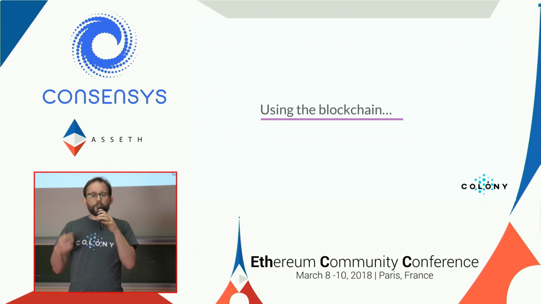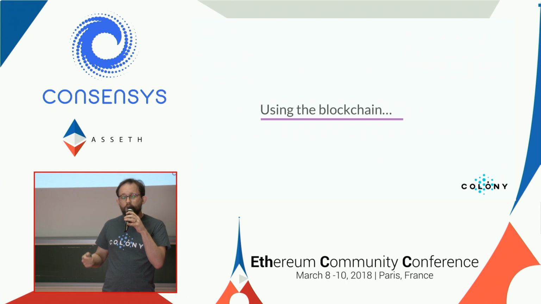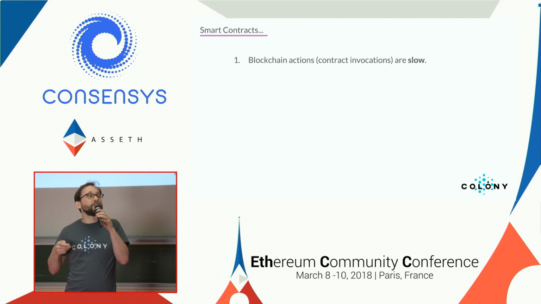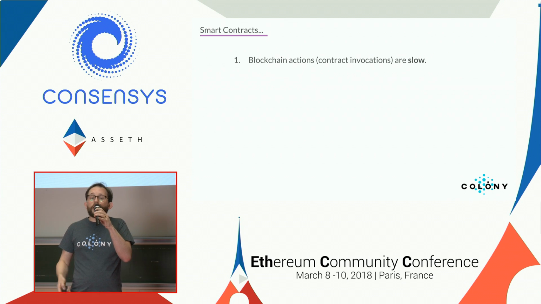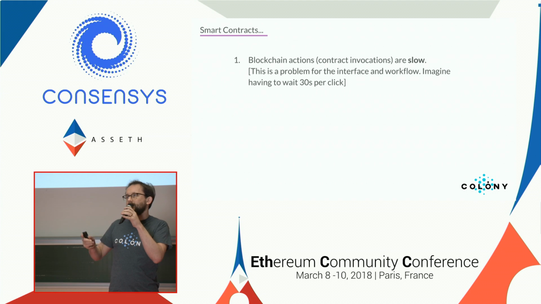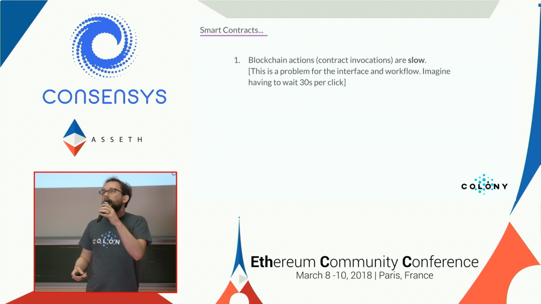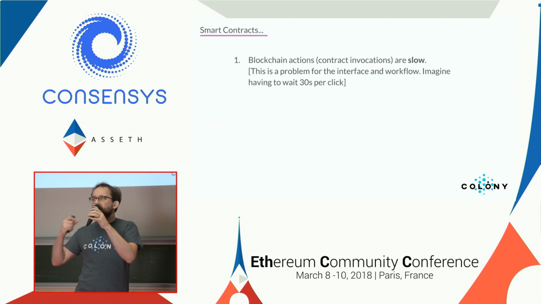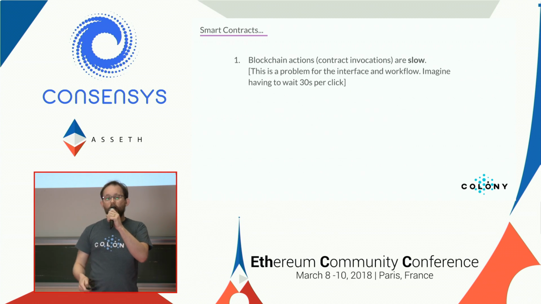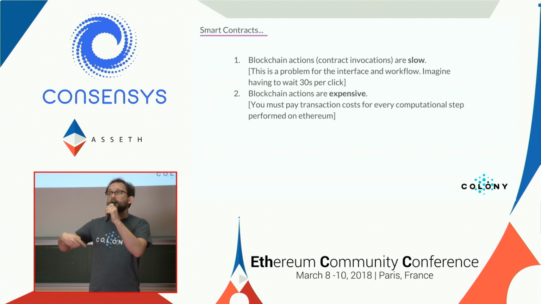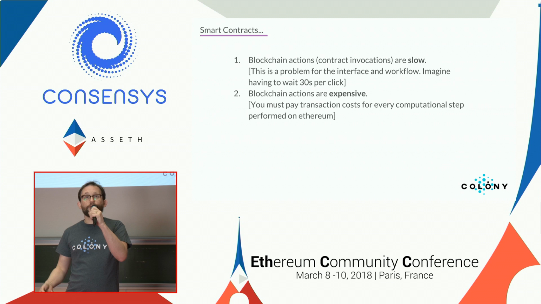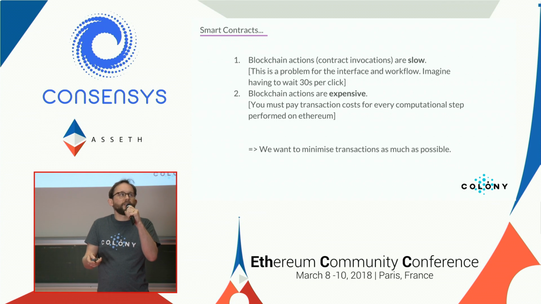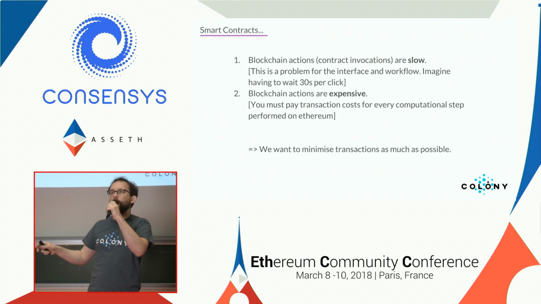If we want to use the blockchain to achieve the goals I mentioned, the problems, we all know them: blockchains are really slow. If one click takes 17 or 30 seconds, that's a really sluggish interface, and nobody's going to use that unless they're really convinced that a blockchain is the best thing ever. This is a problem when you try to onboard users from Web 2 to Web 3. Also, blockchains are expensive. Every transaction costs real money, which people are not used to. That's also a hurdle. So the result is we want to minimize transactions as much as possible, and that's not a Colony thing, that goes for everyone in this space.